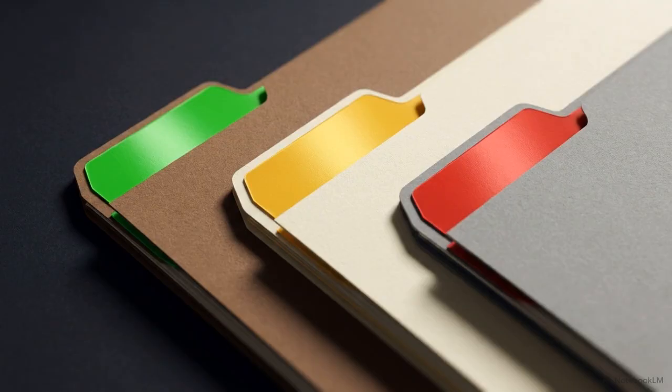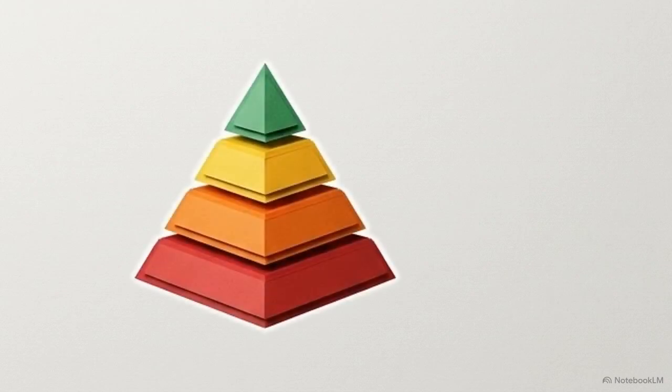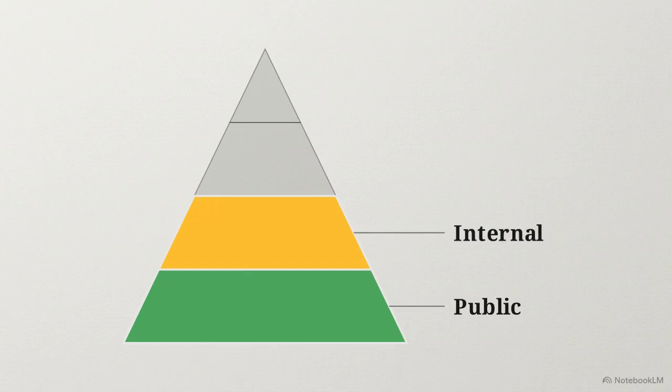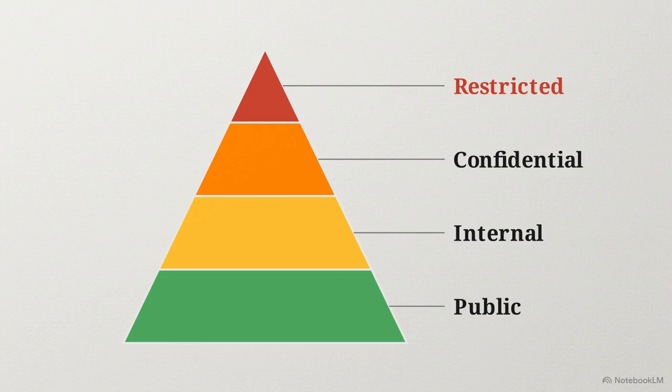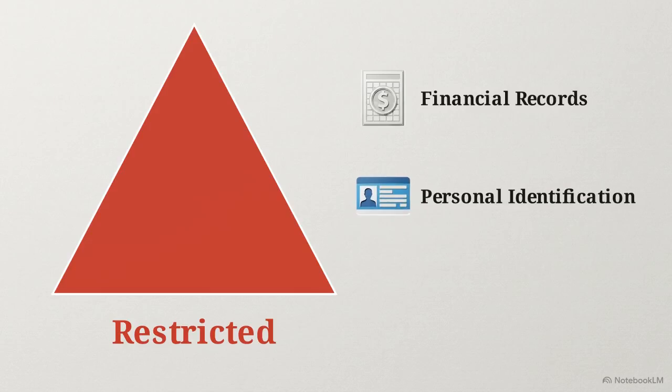To evaluate a file correctly, you must first identify its risk level. Information is categorized based on the potential impact of its exposure. Public files, like press releases, and internal information, such as standard operating procedures, represent the lower end of the risk spectrum. This security hierarchy uses 4 tiers. Green for public and yellow for internal form the base. Risk increases into orange for confidential and red for restricted data. This restricted tier includes financial records, personal identification cards, and secure contracts, requiring the most stringent protections.